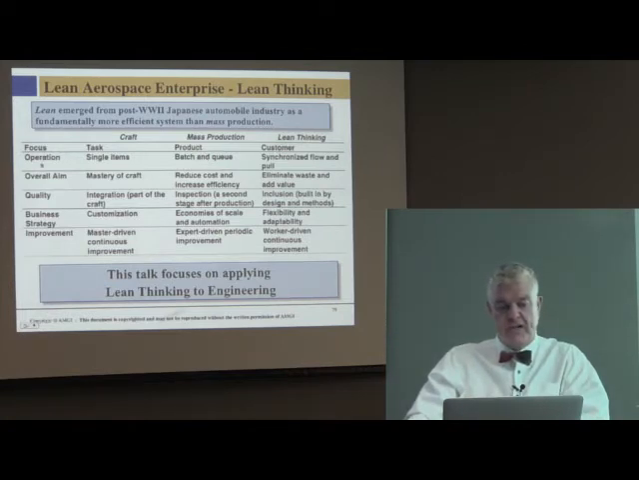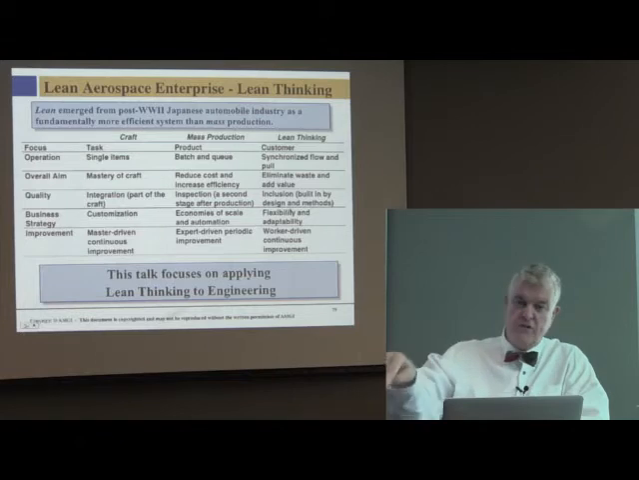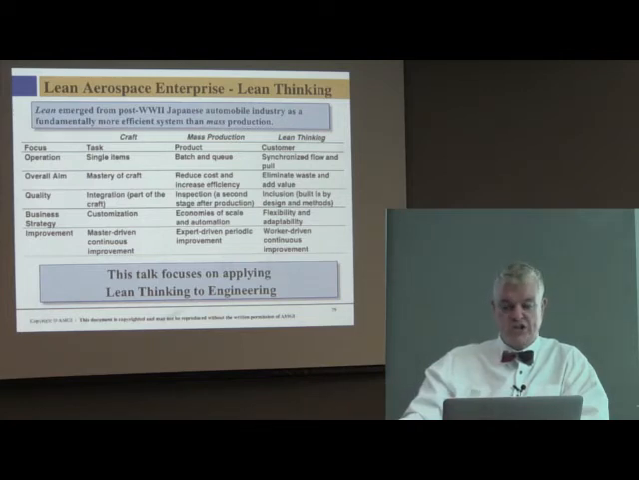So the focus here in operation: in craft it is single items, in mass production it is batch and queuing, and in lean thinking it's synchronized flow in the pull system. So pulling the work, not pushing it through, to reduce inventory. In quality integration, in craft, inspection is a second stage of production, but in lean thinking there should be no inspection. If you design and build a product, you make it right the first time. Right thinking, the right way, the first time.